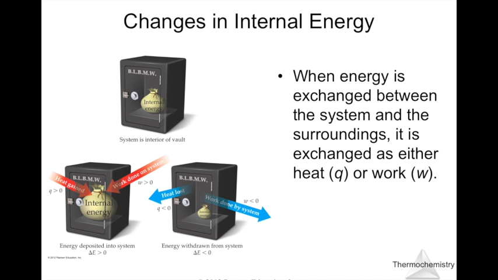And so when energy is exchanged between the system and the surroundings, it's either going to be exchanged as heat or work, or a little bit of both, some mixture. Those are the ways the energy is going to flow into or out of that system. So basically, the change in your E, change in your energy, is just heat plus work. Heat and work.